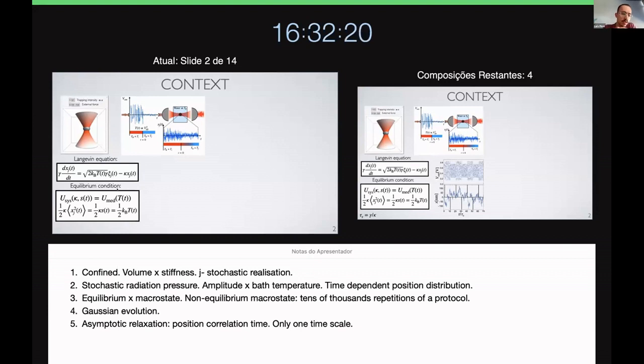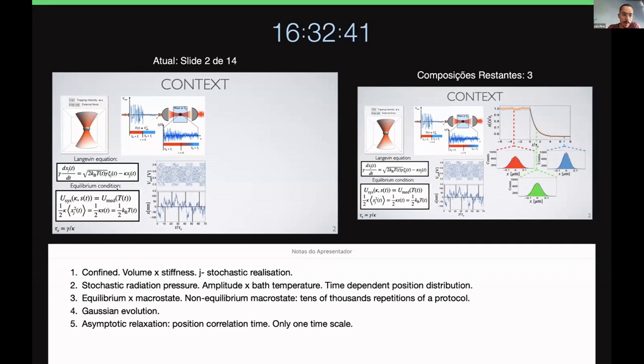we have equilibrium conditions when the instantaneous variance of this Brownian particle is equal to the instantaneous temperature of the bath. So every time that you measure a difference between the instantaneous variance and the temperature of the bath, which is given by the amplitude of this stochastic force, we are in a non-equilibrium condition.